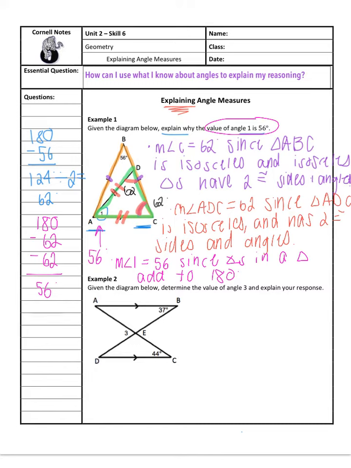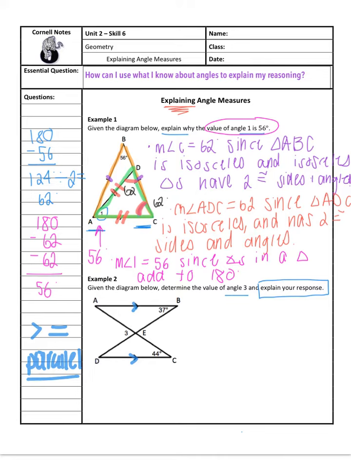Now, we're going to jump down here and look at example 2. So given the diagram below, determine the value of angle 3 and explain your response. Notice the first thing I see here are these little arrows. Remember, the arrows mean parallel. P-A-R-A-L-L-E-L. There we go. So that means I have parallel lines.